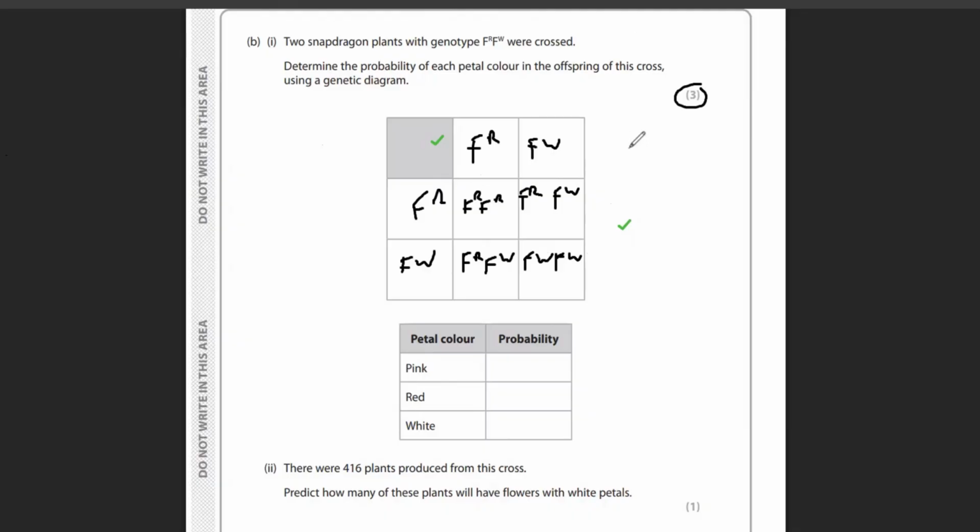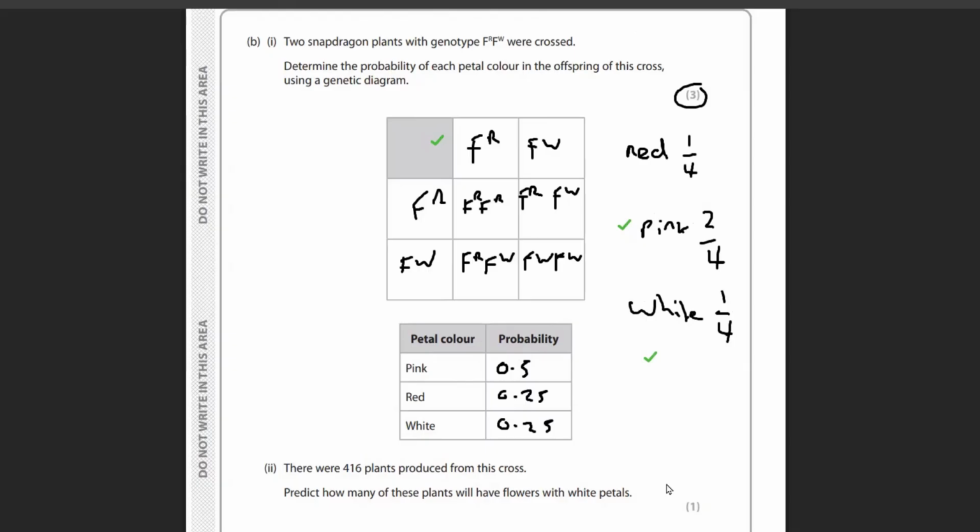Now, looking at our Punnett square, we need to write down the probability in the table below. So how many reds are there? Well, 1 in 4 is red. How many heterozygotes are there? Well, there's 2 FRFW. So we've got 2 pinks, 2 in 4. And how many whites are there? We've got 1 in 4, FWFW. So now we're going to put that into a probability. I'm going to change it from a fraction to a decimal. We're going to go pink 0.5, red 0.25, white 0.25.